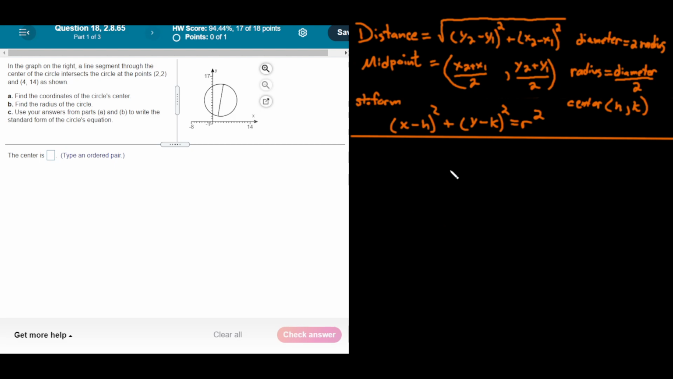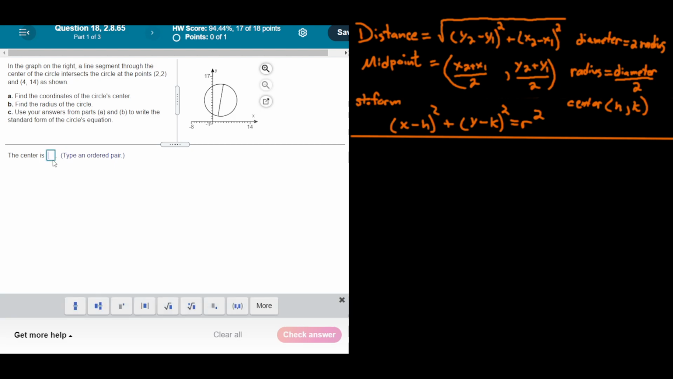Sorry for making an ugly circle. All right, so the center. What is the center? The center has to be the midpoint between this point here and that point there. So let's go ahead and do it. Let's find the midpoint between 2, 2 and 4, 14. Oops, this is 2. These are the second set of points, right? So they get 2s. Okay, let's do it.